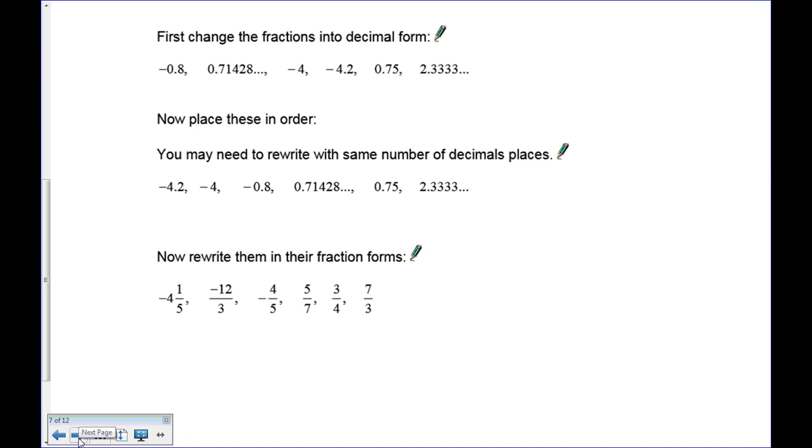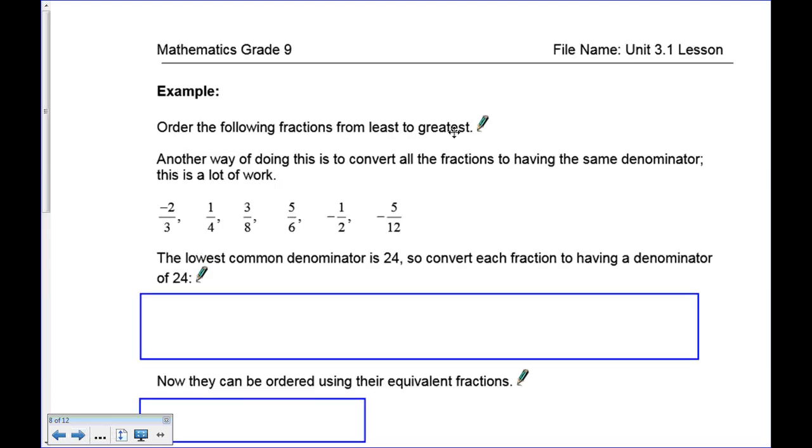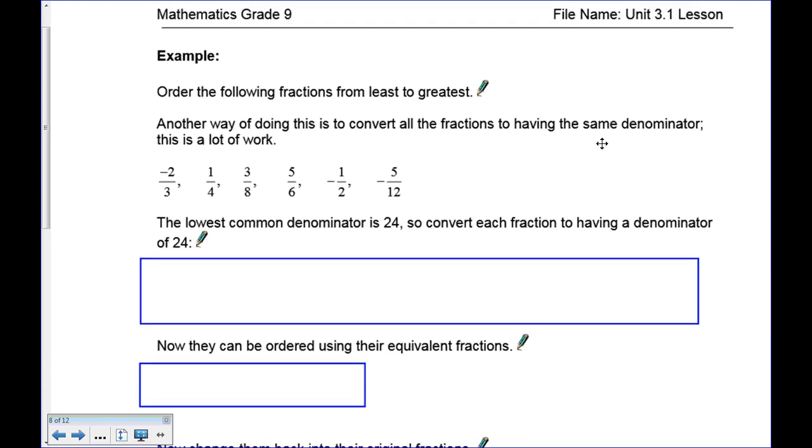There you are. Okay, now let's have you try this one. So pause the recording. Oh, sorry, this is different. This is another way of doing it, and one I do not recommend. You have to find the lowest common denominator, and you put them all into equivalent fractions.